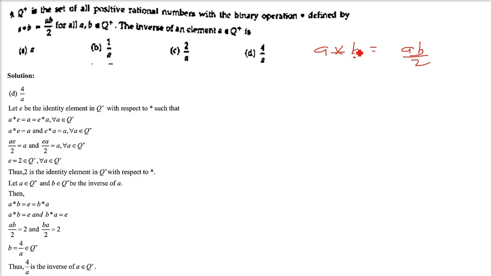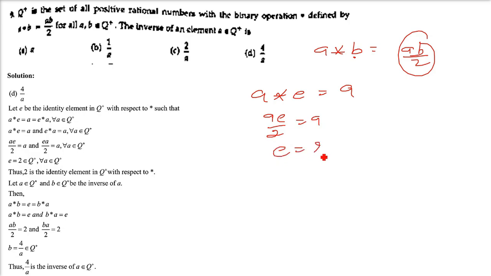Okay. So, for identity element, if you operate A with E, it should give you A. Now, what is A star E? It is AB by 2, so AE by 2. In place of B, just put E. So, what do you get? E equals 2.